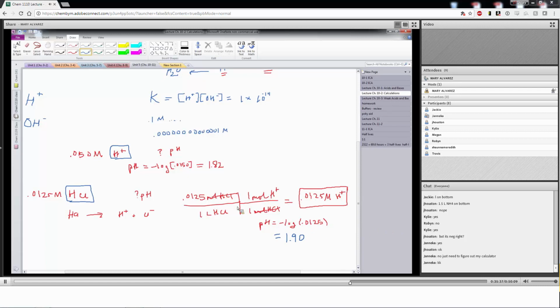Okay, so that's the pH. Help me out here. Could we find the pOH of this particular solution? Or the pOH of this particular solution? How would we do that?